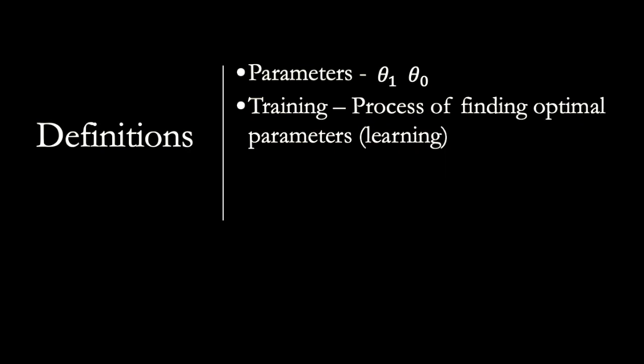In machine learning, parameters refer to the values that we desire to optimize. And in the case of simple linear regression, this is theta 0 and theta 1. Training refers to the model finding the optimal parameters for a given task. And sometimes training is also referred to as learning, but they both mean the exact same thing.